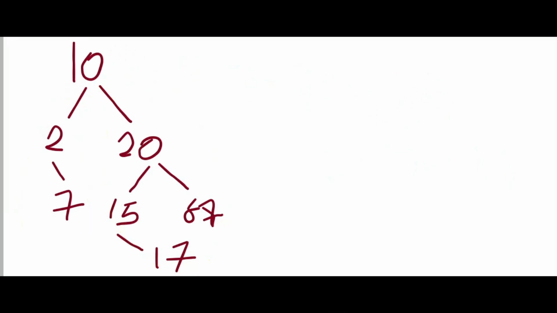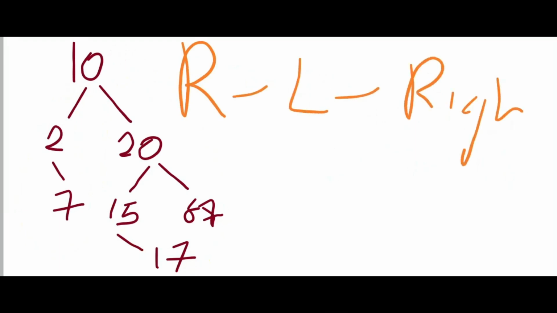But how does that really work when we talk about preorder traversal? So the first thing we do is we look at the root, right? Because preorder is literally root, left child, and then right child. This is how the traversal works.